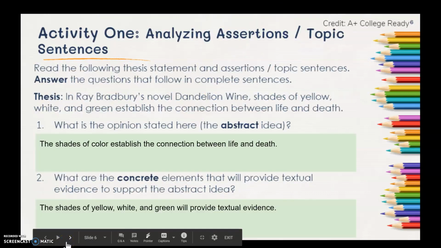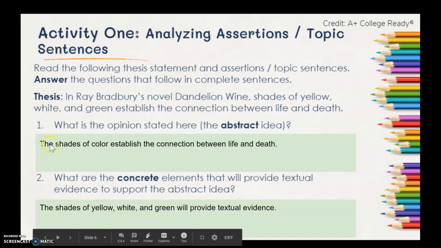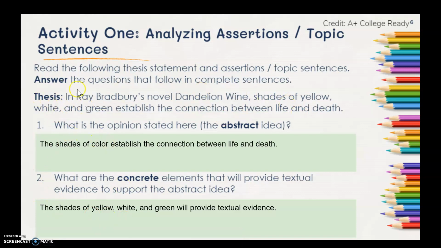Okay, activity 1. So you see with numbers 1 and 2, I've already done this, okay? I'm going to talk about it with you. We're going to read the following thesis statement, and then we're going to read the assertion and topic sentences and answer the questions that go along with it. So our thesis statement: In Ray Bradbury's novel, Dandelion Wine, shades of yellow, white, and green establish the connection between life and death.